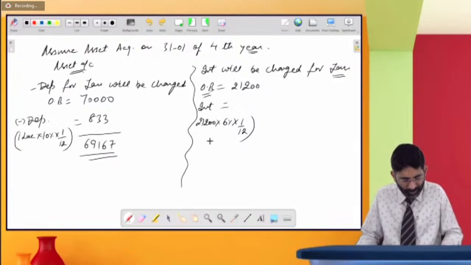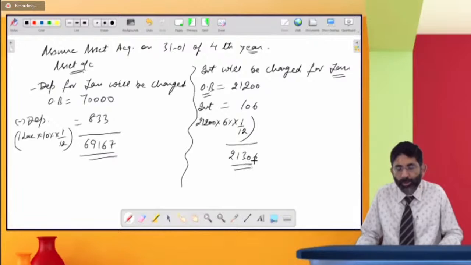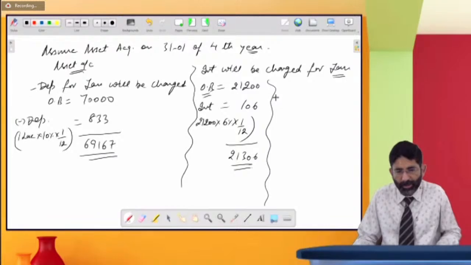How much is the interest? 106. Good. 106. So that will be added in it. It will be 21,306 rupees, beta. So now what will be the entry? Now outstanding amount is 21,306. Vendor account debit, that is HP Messrs debit with 21,306.